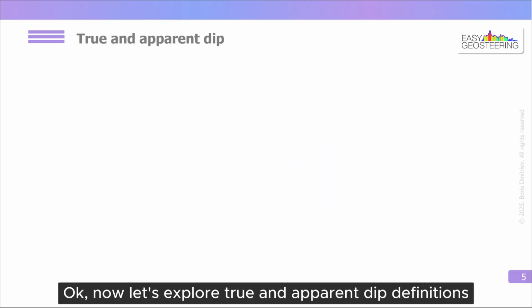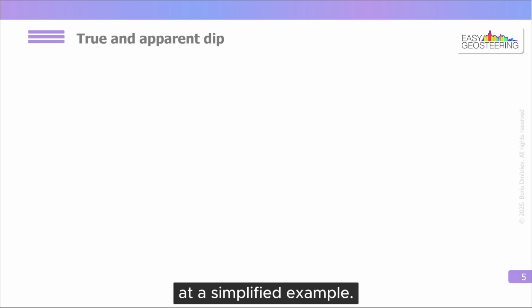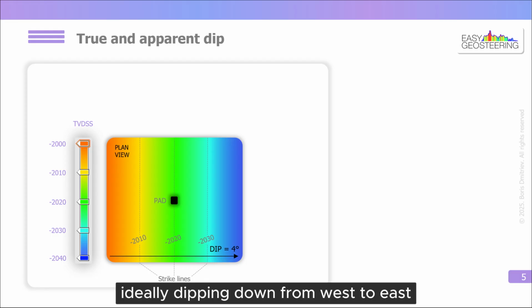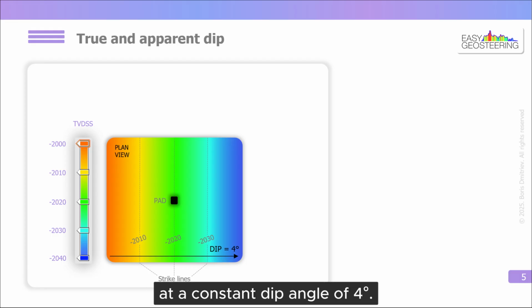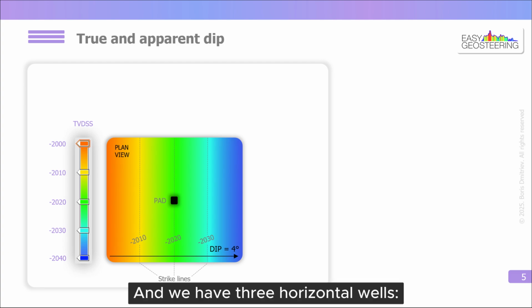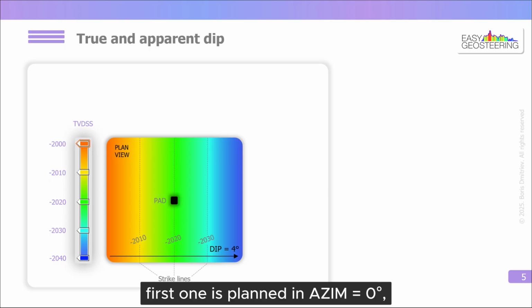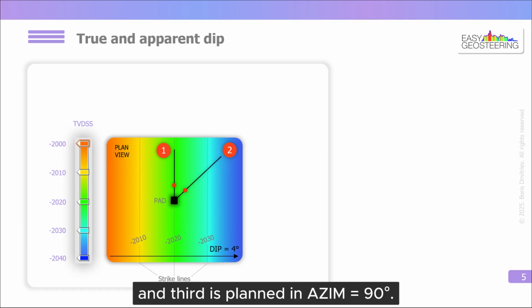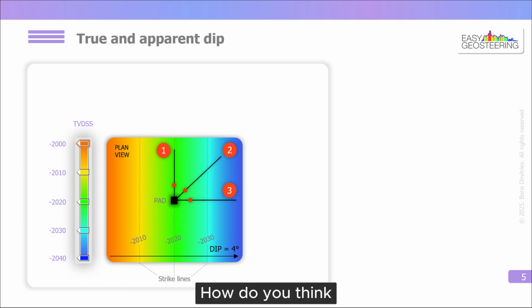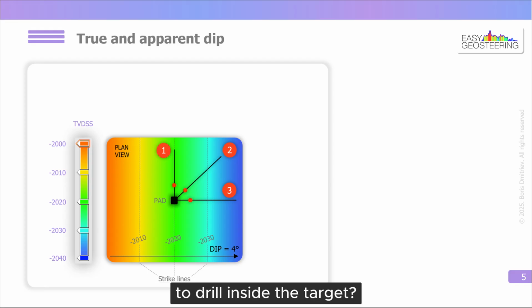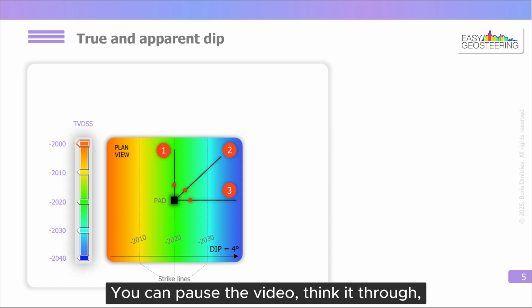Okay, now let's explore true and apparent deep definitions in a simplified example. Let's imagine we have a structure map of the top target ideally dipping down from west to east at a constant deep angle of 4 degrees. And we have 3 horizontal wells. First one is planned in azimuth 0, second is planned in azimuth 45, and third is planned in azimuth 90 degrees. What do you think, what inclination should we have in each of the 3 wells to drill inside the target? You can pause the video, think it through, and then come back to check your answers.